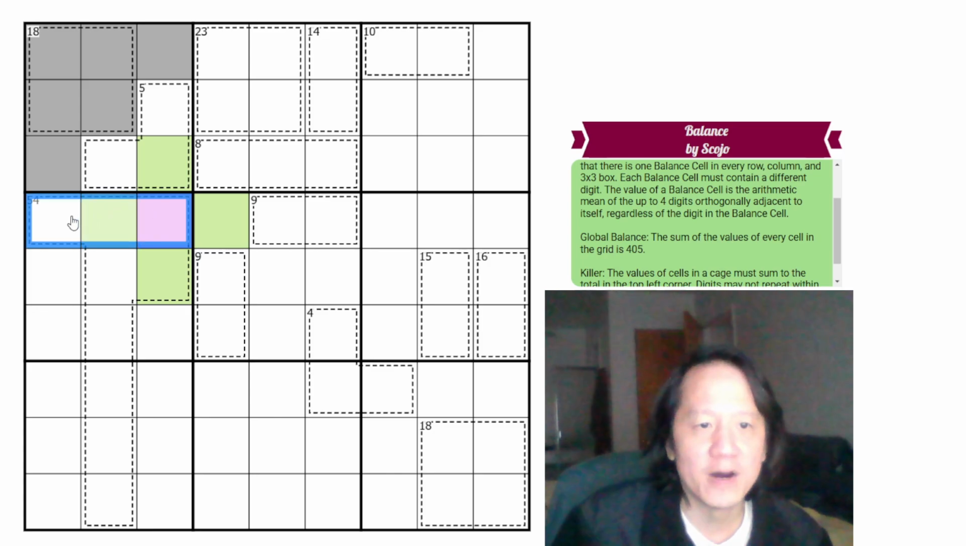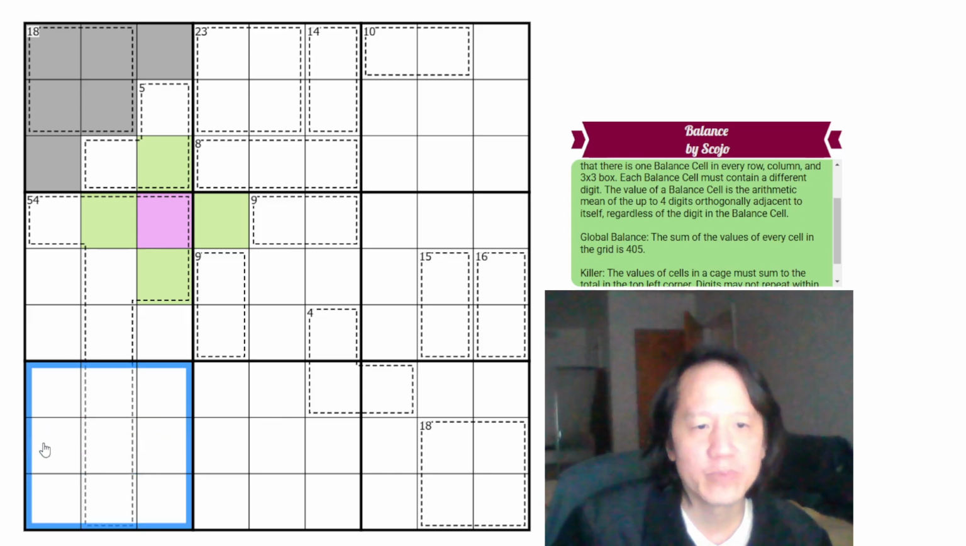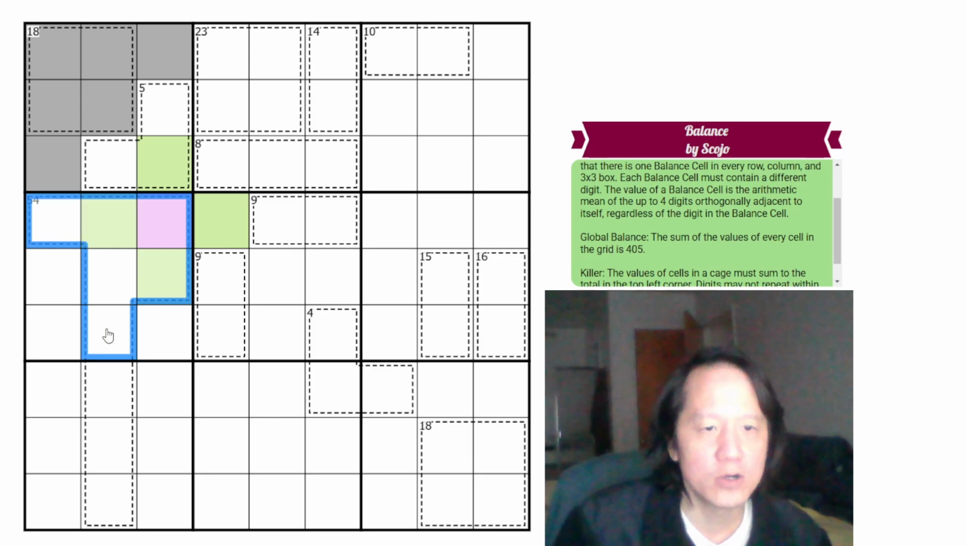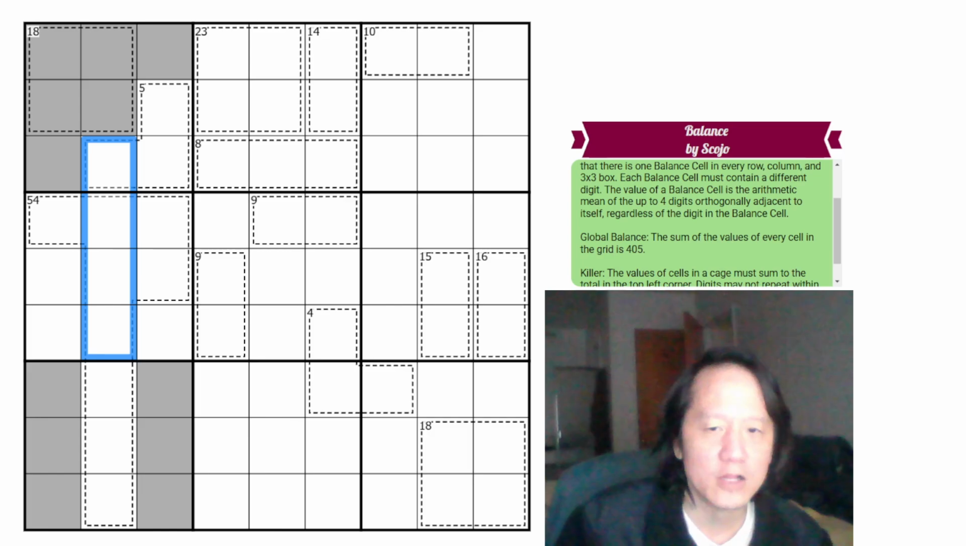So one of them obviously is in box 4, but then one of them also has to be in box 7, because you can only have 1 balanced cell in each 3x3 box. So you can only have 1 in box 4, then you also have to have 1 in box 7, which means one of these 3 is the balanced cell. So the rest of the box cannot be a balanced cell. And the rest of the row, or column, cannot be a balanced cell.